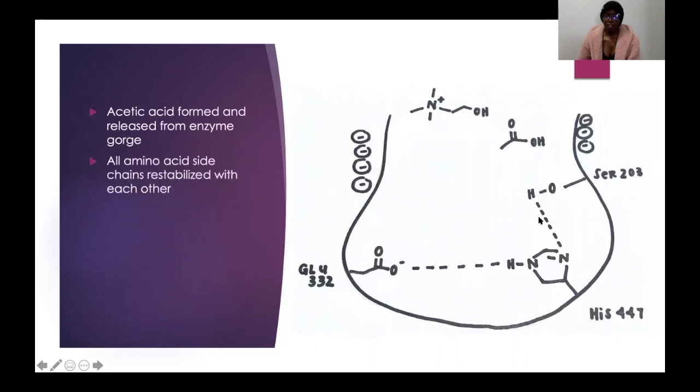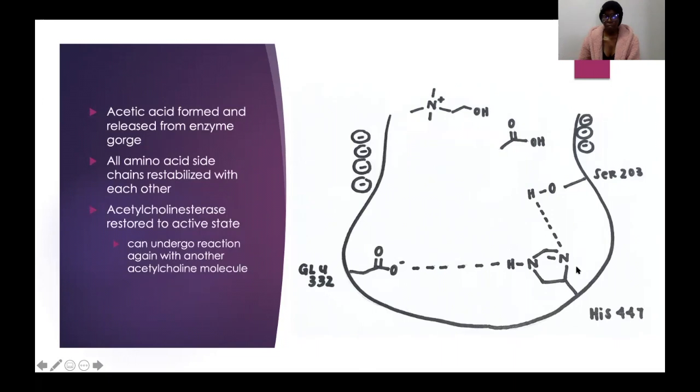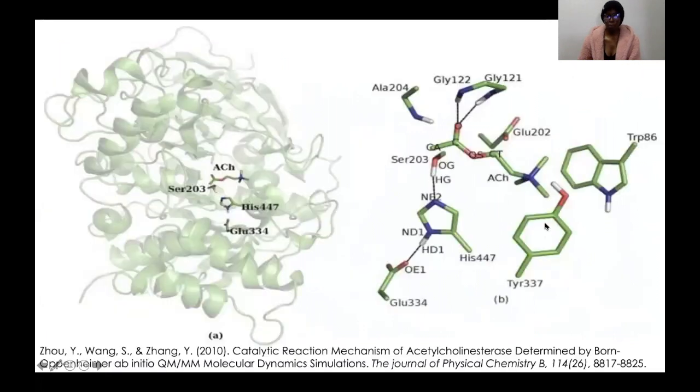The amino acid side chains are all stabilized with each other again, and acetylcholinesterase is active again and restored to its active state where it can undergo another reaction with another acetylcholine molecule. So here we just have a picture of the acetylcholinesterase subunit. It's just one subunit here showing you that catalytic triad. And here's just a closer version with the aromatic rings that would line the gorge.